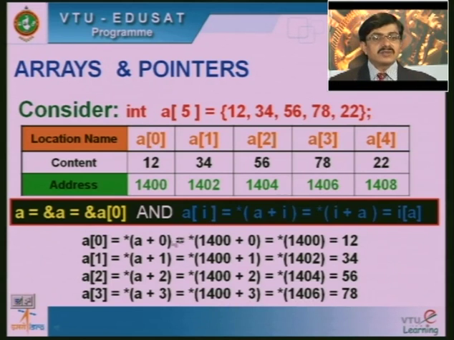So this is how A of 0 is the same as star of A plus 0. Similarly, in general we can say A of I will be the same as star of A plus I. This I can also write as star of I plus A, meaning-wise it remains the same, and which in turn can be written as I of A.